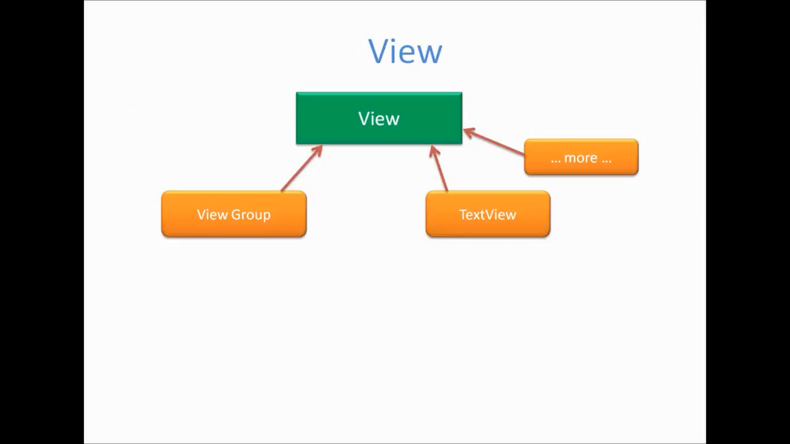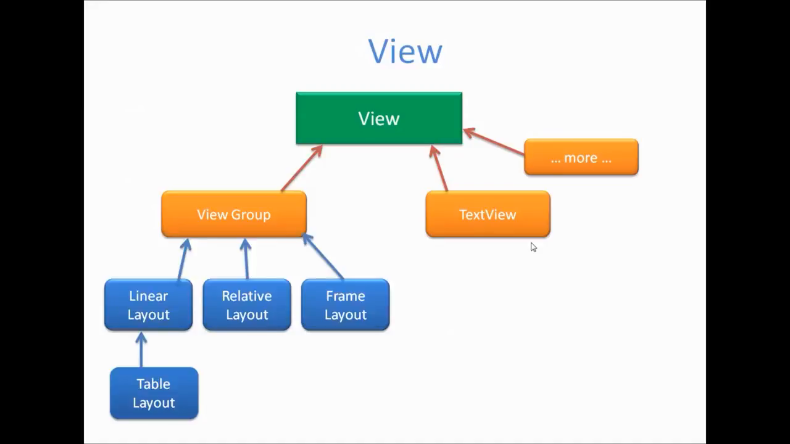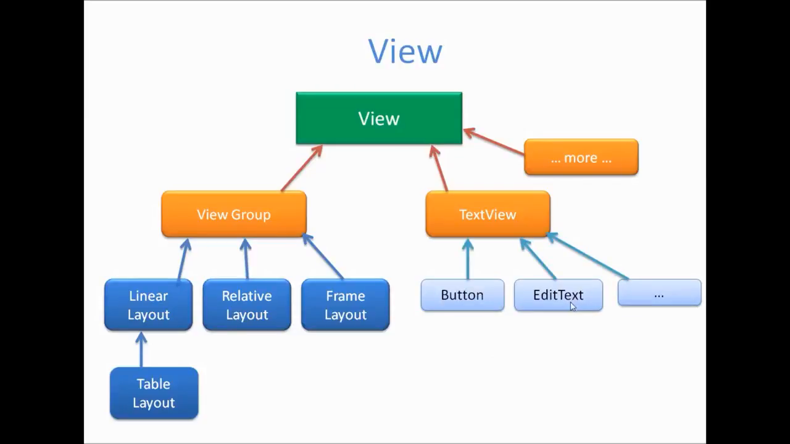Let's look at the hierarchy of the classes. We have a first base class, view, and there are subclasses, the main ones being view group and text view. Under view group we have our layouts and some other classes as well. For this video we'll concentrate on the layouts. We have three important layouts: the linear layout, relative layout and frame layout. The table layout is a kind of linear layout, so that is a subclass of linear layout. All our fields like button, edit field, edit text field are all subclasses of text view.